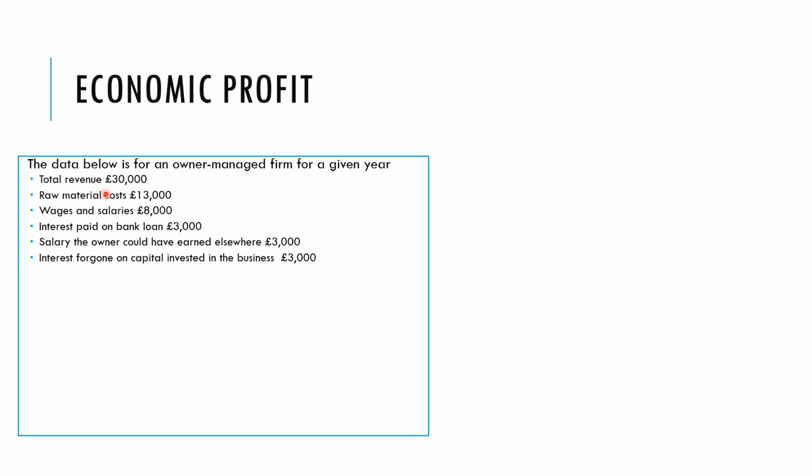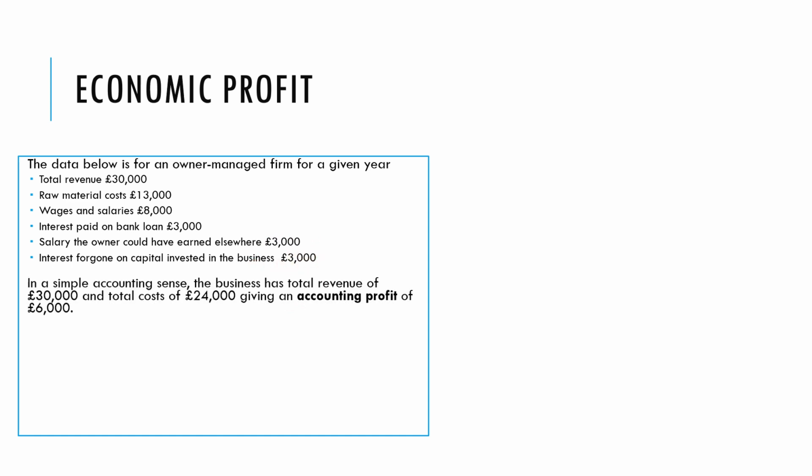We have revenue, money coming into the business, £30,000. We have some costs, 13,000, 8,000, 3,000. Now down here we have the salary the owner could have earned elsewhere, 3,000, and the interest foregone on the capital invested. So if we had invested money, instead of in the business, we put it in the bank, we could have earned this interest here, the 3,000. So in a simple accounting sense, in a very traditional business sense, the business has a total revenue of 30,000 and total cost of 24,000, 13, 8 and 3. So that means the business is giving an accounting profit of £6,000.